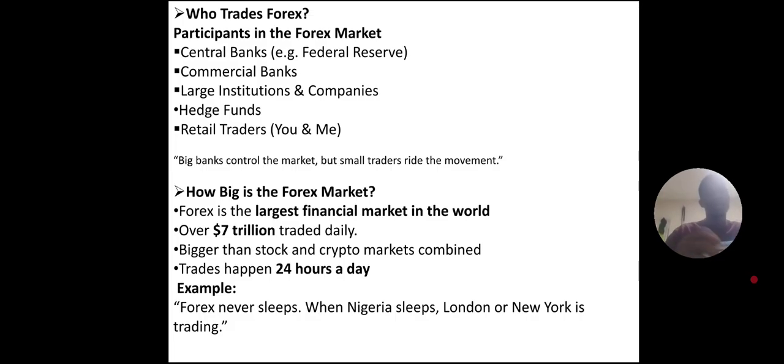We have the Bank of Japan, the Bank of England, Central Bank of Nigeria, and the rest. So these are banks controlling nations, countries. That's the central banks, so they are participating in the forex market. And these people, they are not trading just to make profit. Some are there to control the economy of their country, to make it stable.